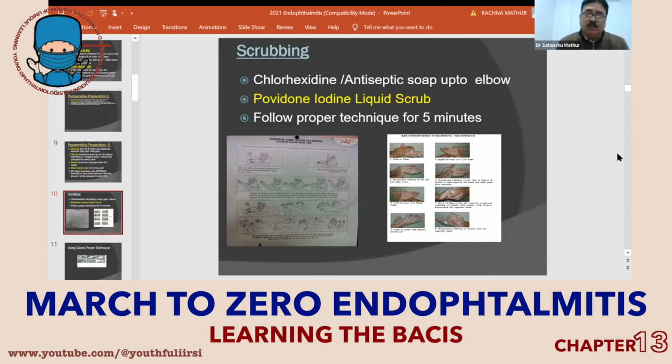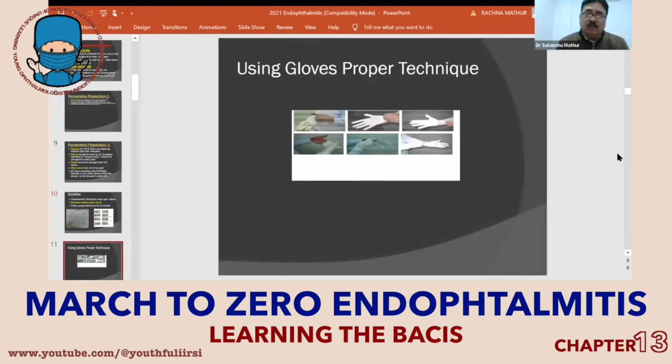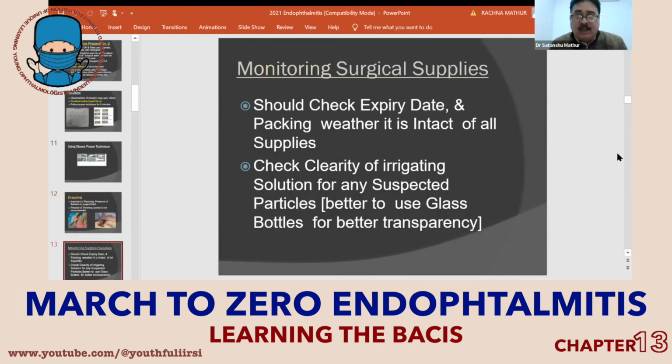Draping is very important to prevent infection, because it prevents the eyelashes from coming into the opening area. So it should be done properly. This is a very important thing. Monitoring surgical supplies: check the expiry date. There was a case in Delhi recently where an expired lens was implanted in the patient's eye. The patient's attendant had seen the expiry date. The patient was well. Even then, the doctor was penalized.